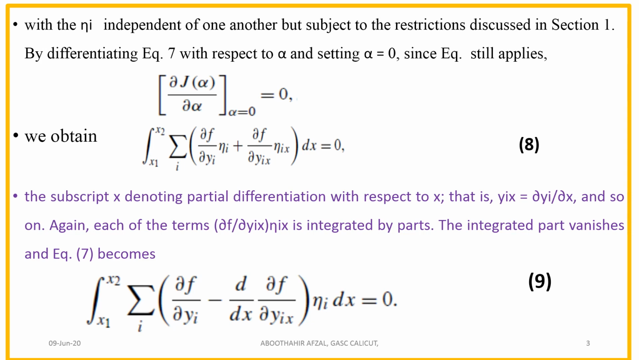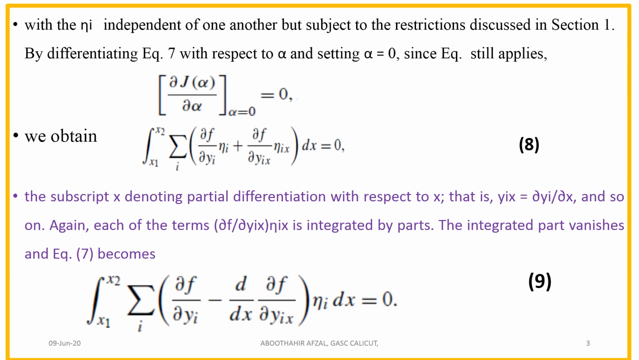That means yix is dou y by dou x and so on. So if I say dou f by dou yix into eta_ix, the second term is a product of two functions. As we know, the product of two functions can be handled by integration by parts. It is nothing but first function into integral of second minus integral of differential of first into integration of second. This was done in the previous lectures.